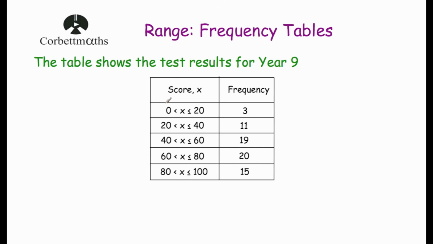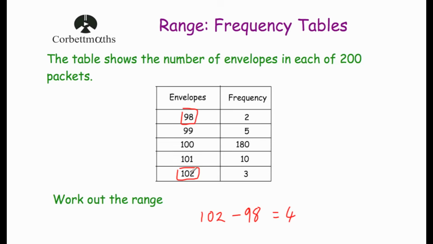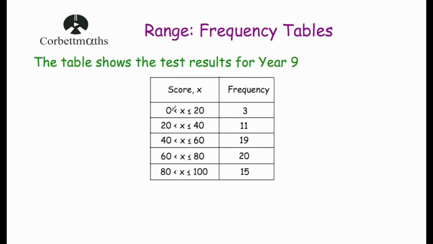If we were given this table, we wouldn't be able to find the range as easily as the ones before. In the earlier tables we could clearly see the highest value and the lowest value, take them away and work out the range. But here, because they're grouped, we don't actually know what the values were. We don't know what these 3 people got. They could have all got 20 points.